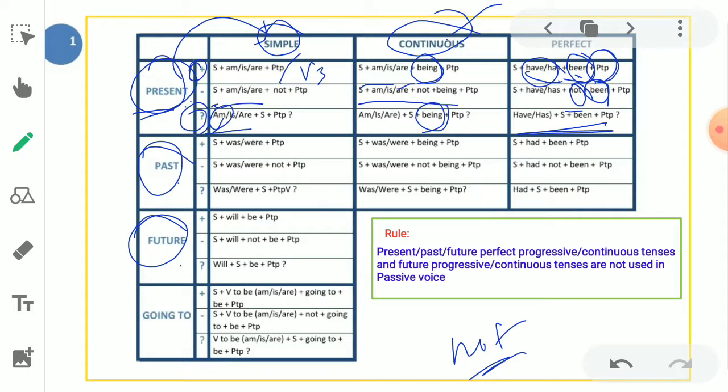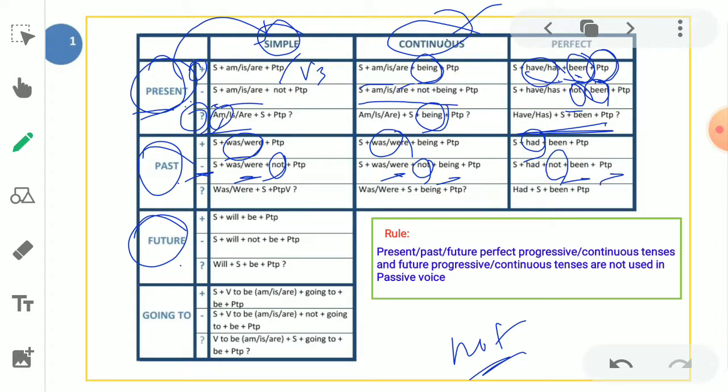Then past. Here also it is similar, but the helping verb is different: was or were, and had. Earlier we wrote have or has; here it is had. When we come to the negative form, we use the negative after the helping verb. Here also, after the helping verb had, we put not.